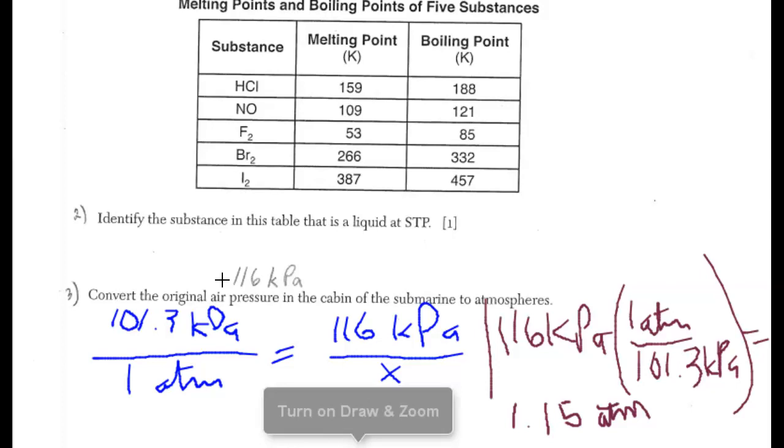You're only doing the conversion, and you don't have to memorize the conversion between kilopascals and ATMs. You just have to look at reference table A.